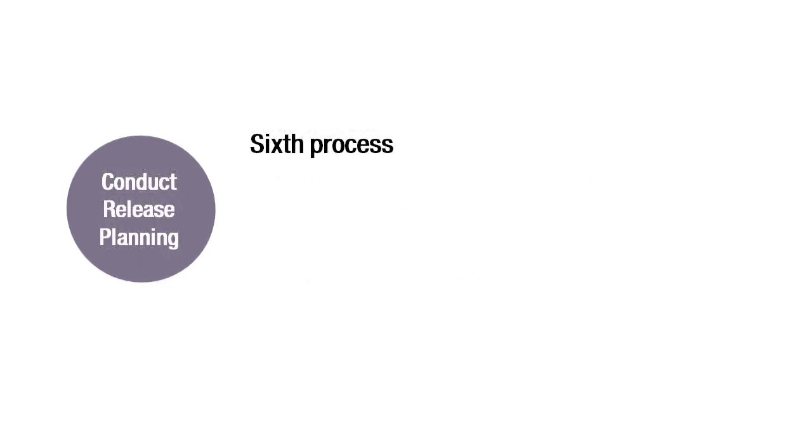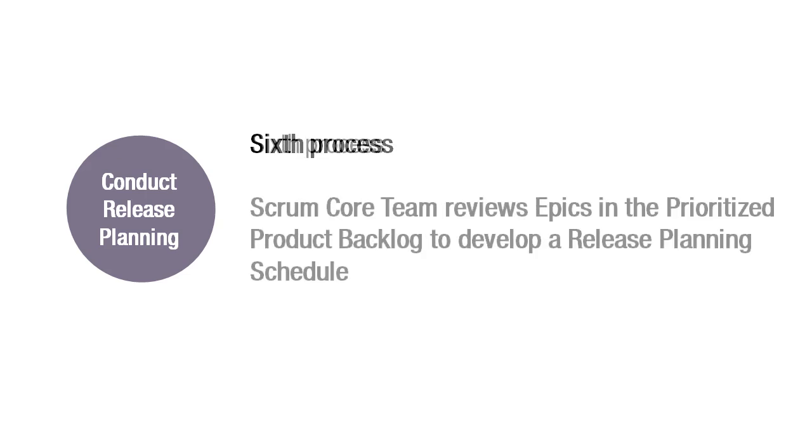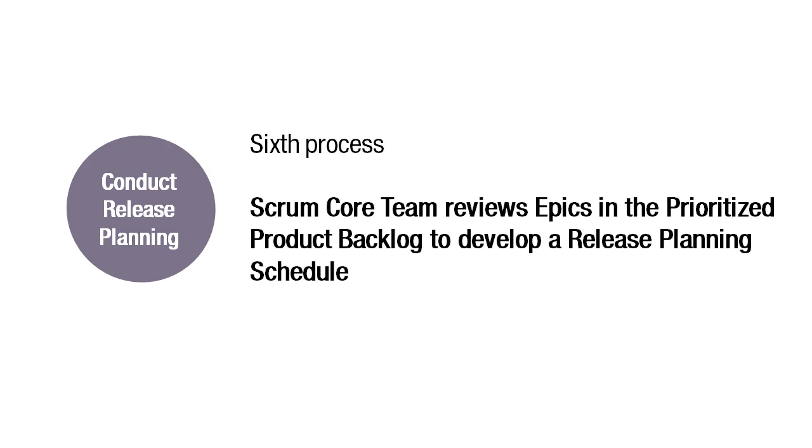The last process classified under the Initiate phase is Conduct Release Planning. In this process, the Scrum core team reviews epics and the prioritized product backlog to develop a release planning schedule, which is essentially a phased deployment schedule that can be shared with the project stakeholders.